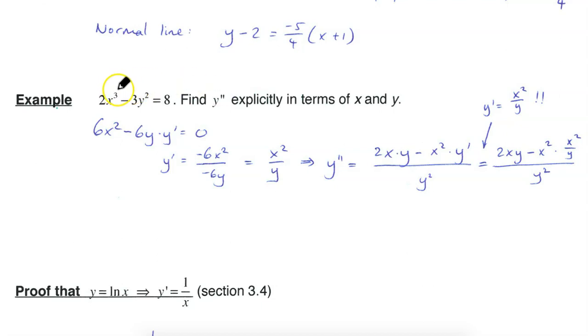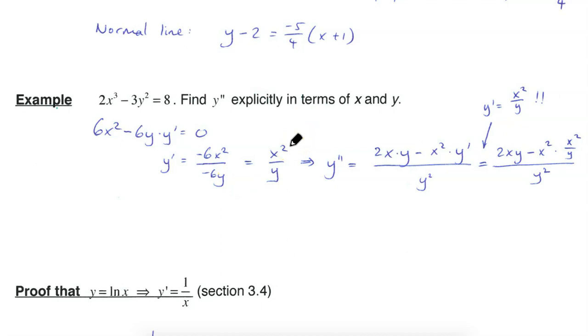The first derivative of 2x cubed is 6x squared. The derivative of -3y squared is -6y times y prime. Just always remember that implicit differentiation requires the inside derivative for all variables that are not x. Equals 8, so the derivative of 8 is 0. And now we can solve for y prime. y prime equals -6x squared over -6y, and it cancels out nicely, so y prime equals x squared over y.